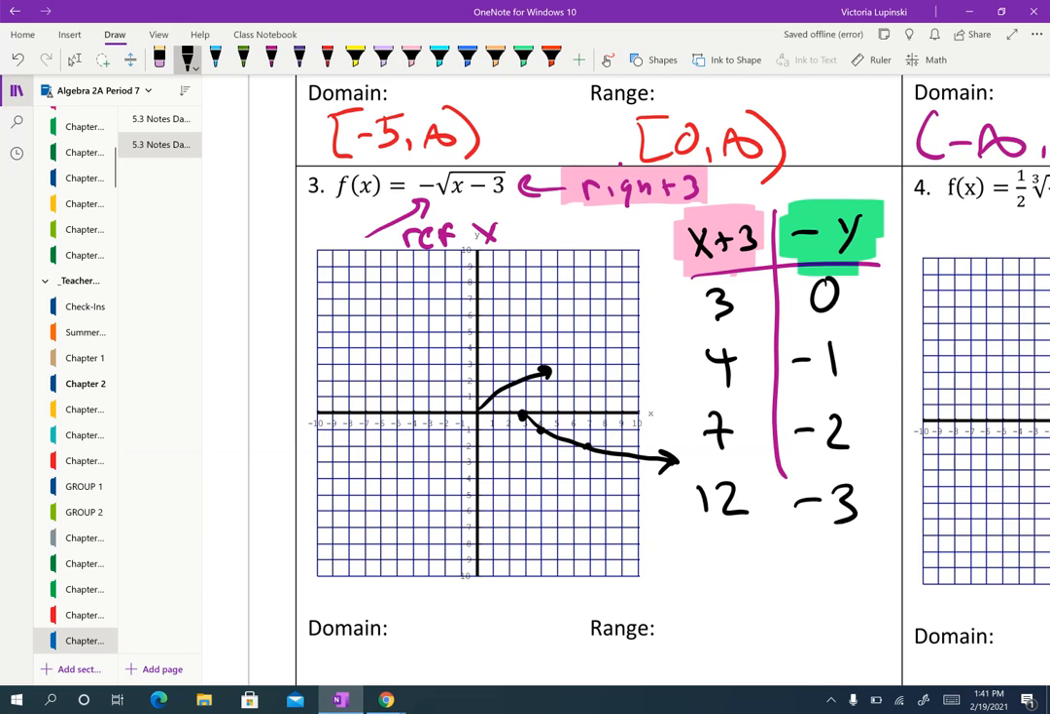Well, sure. It should be reflected over the x-axis, which means upside down. Yeah, it did that too. So that's really kind of how you'll know whether you're doing it correctly or not. And then again, for domain and range, make sure you're looking at the right picture.